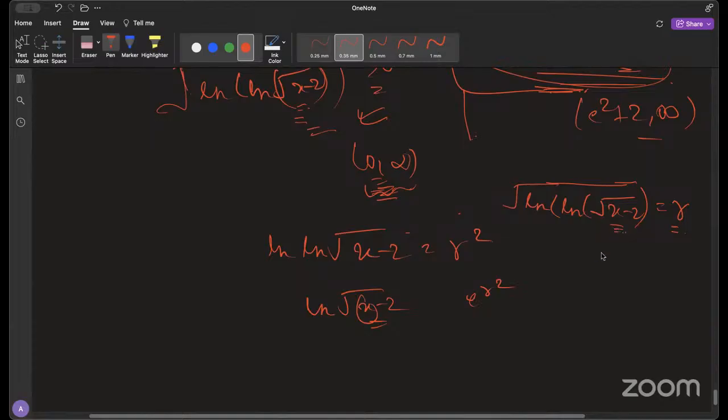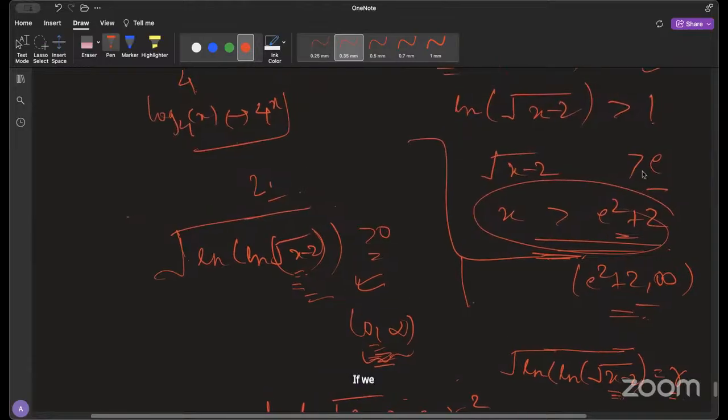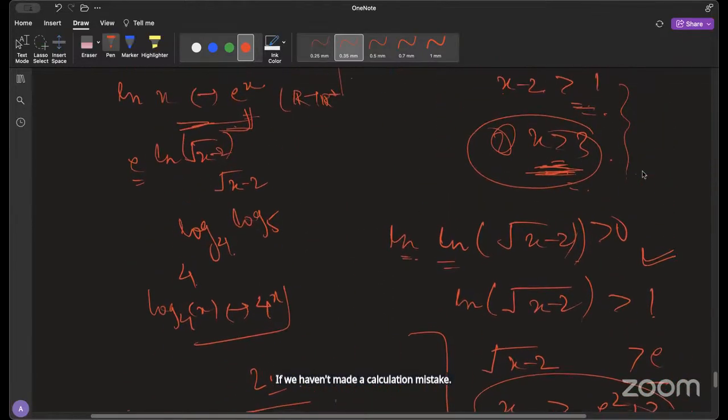That's fine. Everybody understood? Then what's its domain? Sorry, what? What is its domain? Its domain is this thing, if we haven't made a calculation mistake. Okay then, thank you.